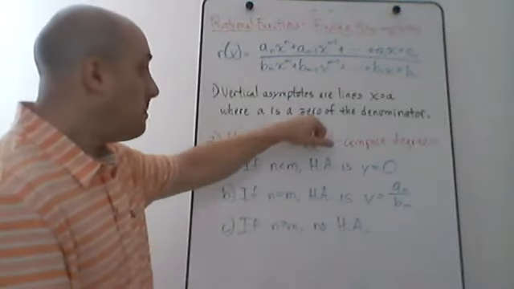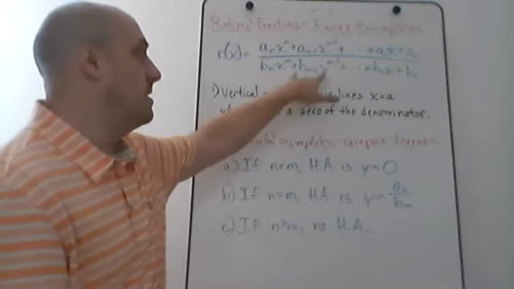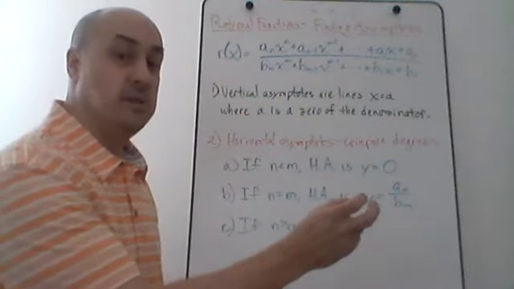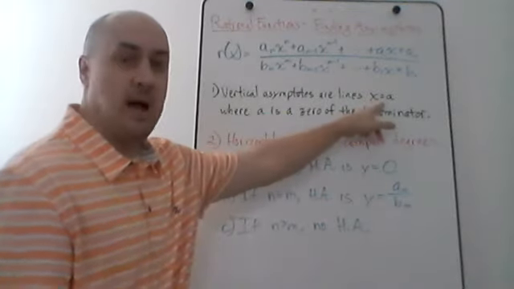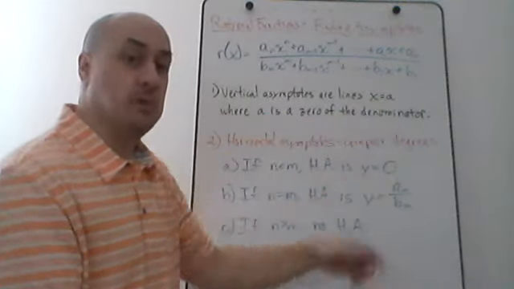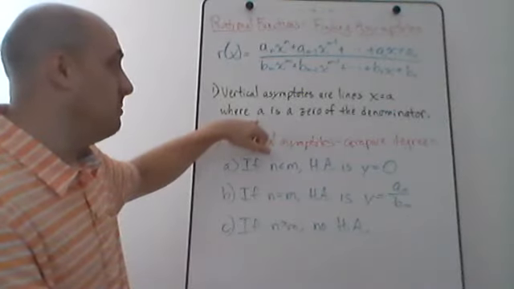So, when I want to find vertical asymptotes of a rational function, what I do is I take my denominator, I set it equal to 0, and then I solve it, and whatever values I get, that's going to give me the equations of my vertical asymptotes. All right, so that's where we get the vertical asymptotes, where the denominator equals 0.